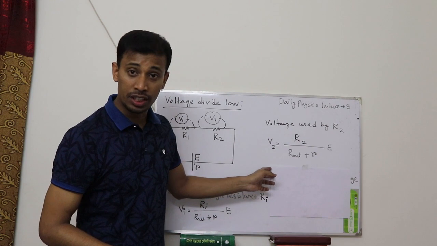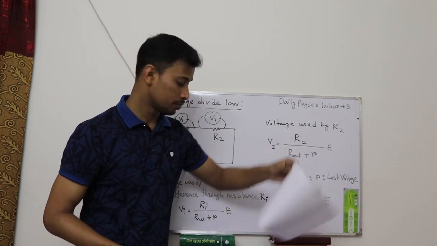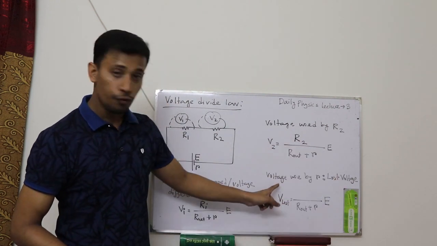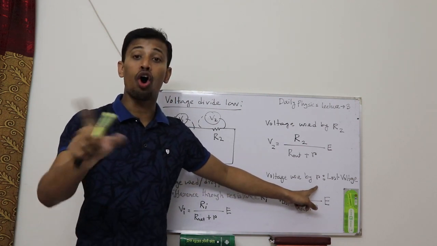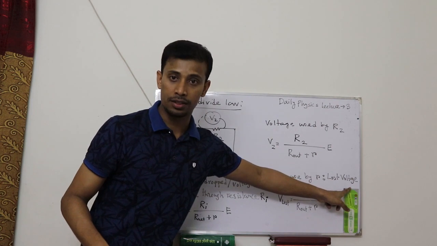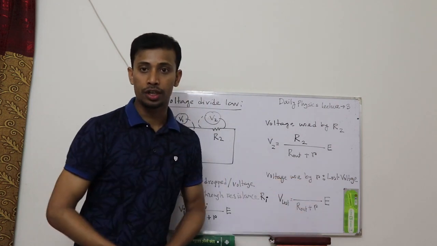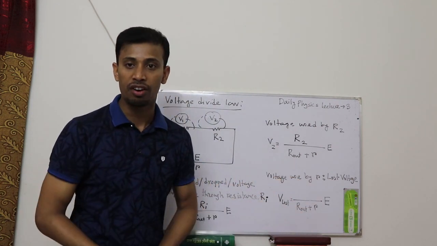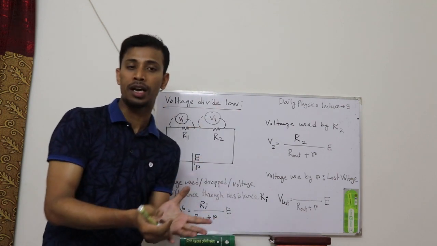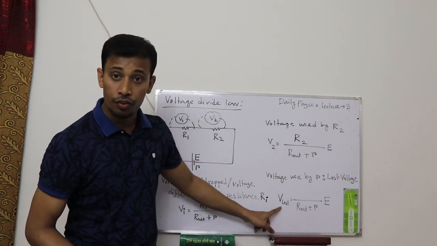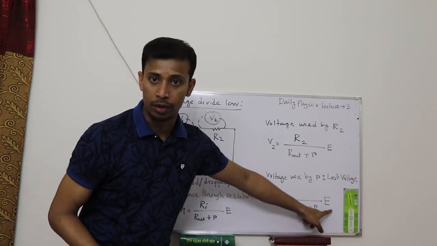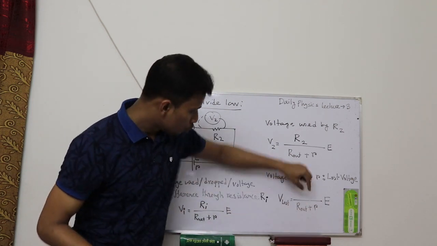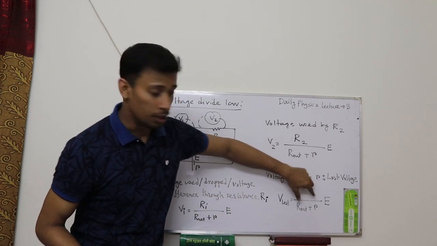So if the question says voltage used by small r, that is the internal resistance, or loss voltage, calculate the loss voltage, calculate the voltage used by the internal resistance. If these types of questions appear, then V lost at the bottom R out plus small r, at the top, multiplied by E.